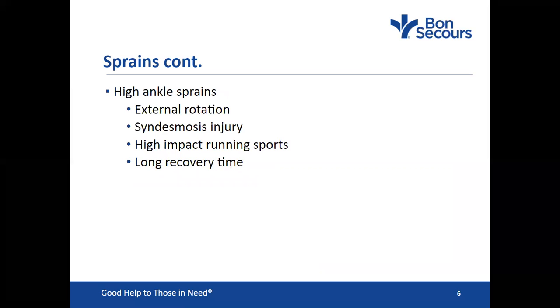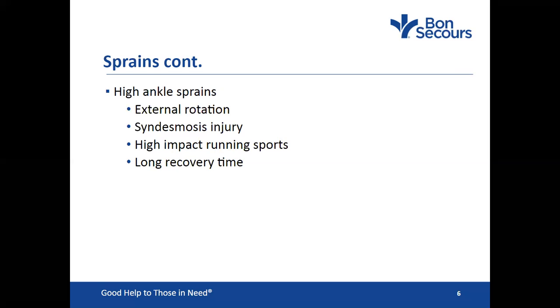High ankle sprains are caused by excessive external rotation of the ankle that causes injury to the syndesmosis. Usually, this is by sudden movement of twisting or cutting. The syndesmosis are ligaments that are located above the ankle and between the tibia and fibula, which are the two bones in the lower leg.